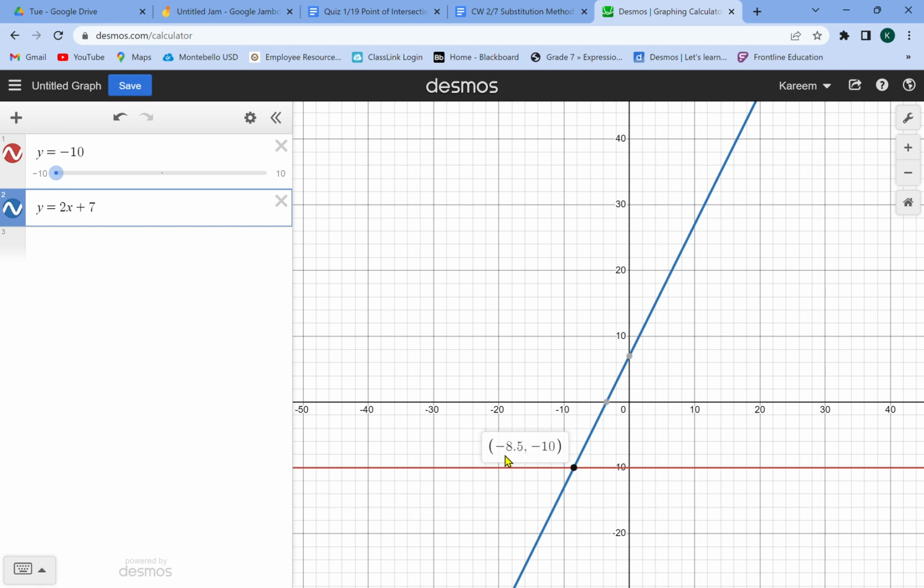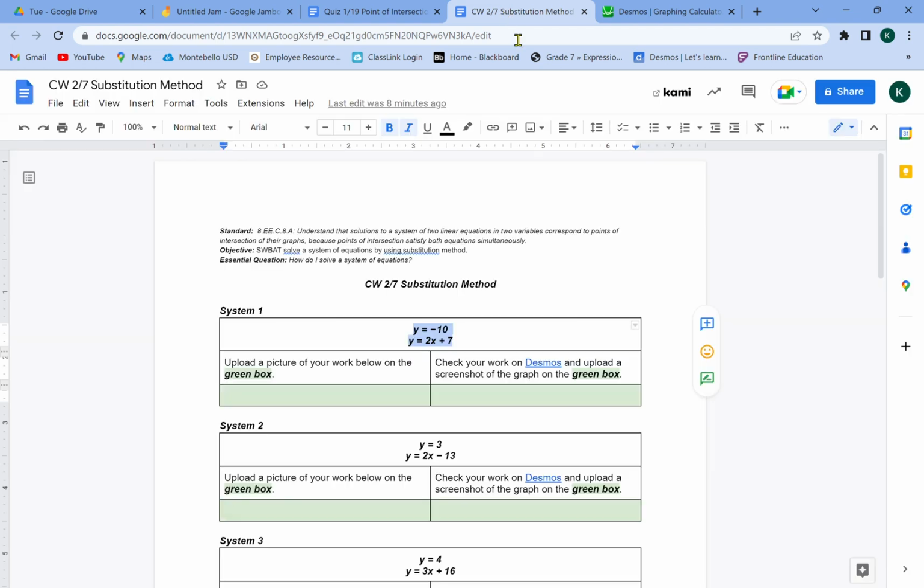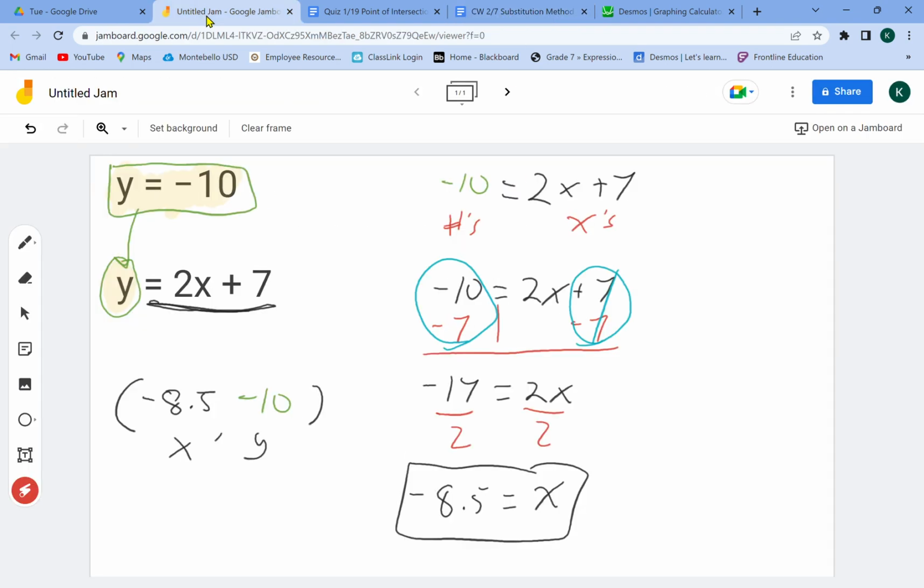If I click here, notice that it's at -8.5, comma, -10. So what you're going to do next is take a screenshot of that and upload it right here. And then you take a picture of the work. Notice my work is right here on the Jamboard. If you have additional questions, feel free to ask.